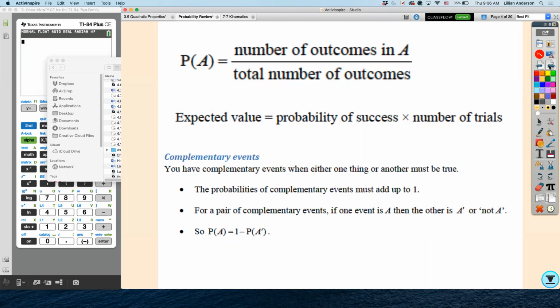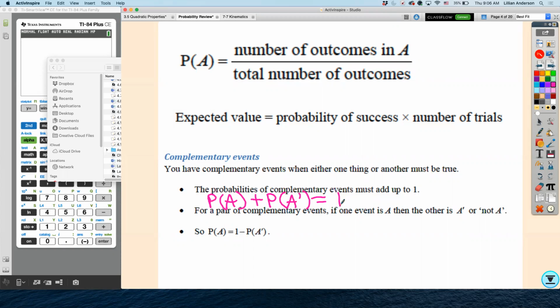Complementary events. We talked about that with the Venn diagrams, but if you have complementary events, one of these things needs to be true. Complementary events and their original event must add up to be 1. So the probability of A happening plus the probability of its complement should always add up to equal 1, because again, probability is always between 0 and 1.